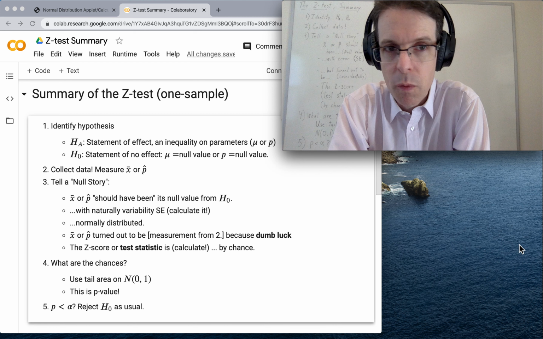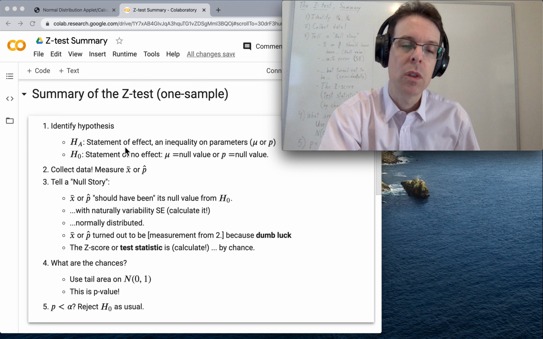So let's recap how we perform a z-test. A lot of it is exactly the same as a regular hypothesis test, but there are some key differences. So the first thing we need to do when we're performing a z-test is clarify what the hypotheses are. If we don't know what we're trying to prove or what we're trying to assess, then there's no hope for us. So the first thing we have to do is identify an alternative hypothesis and a null hypothesis.